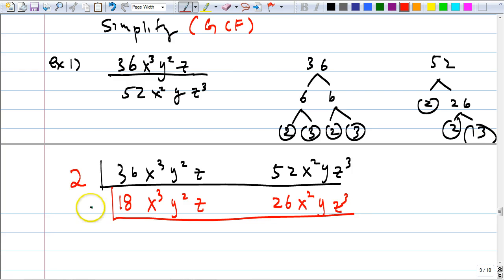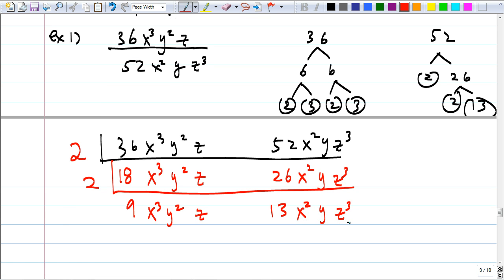How many times does 2 go into 18? 9. The rest is the same, right? Then 26, it goes in 13 times. Now, does anything go into 9 and 13? No. This is what you're asking, right, Judy? Okay, there it is. Thank you for asking, because that helps.